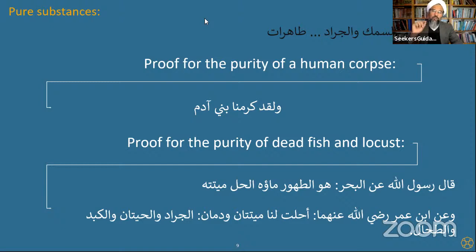Tahiratun. We gave the ruling before that carrion is considered to be impure. These are exceptions. The corpse of a human being is considered to be pure. Wasamak, that of fish, and that of locust, tahiratun. The ruling is it is considered to be pure. So what is the proof for the purity of a human corpse? Firstly, Allah subhanahu wa ta'ala says, وَلَقَدْ كَرَّمْنَا بَنِي آدَمَ. And indeed we have honored Bani Adam, the children of Adam.